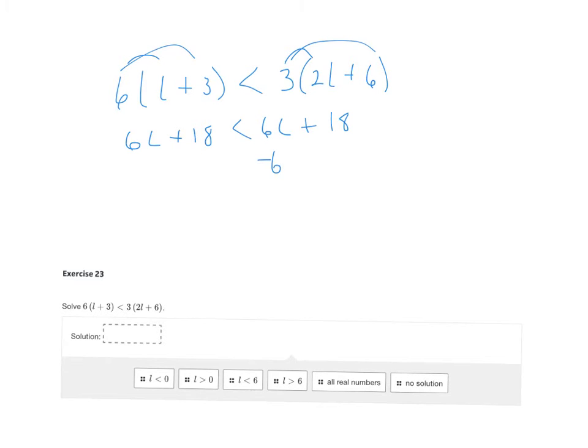Let's say you took this further and you minus 6L from both sides, that's going to go away. Let's say you minus 18 from both sides. You're going to get 0 is less than 0. Is 0 less than 0? The answer is no. No solution.